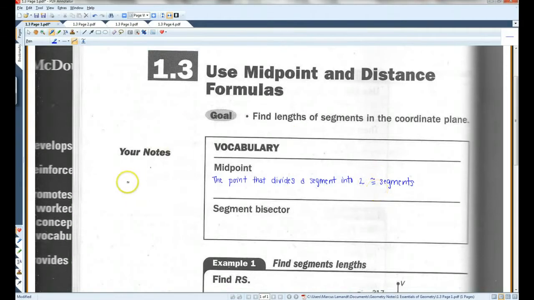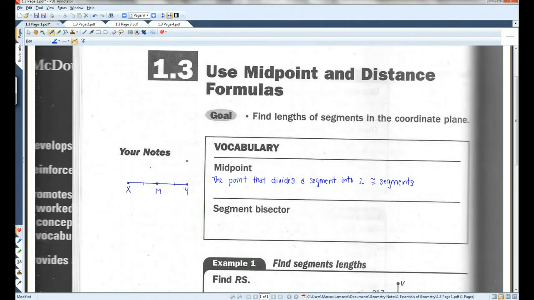So for example, if you have a segment, we always use AB. Let's use XY. And you have a point M right smack dab in the middle, and these two segments are congruent, that point is the midpoint. These little dashes indicate that this segment is congruent to this segment. Okay, you'll see those things a lot more.